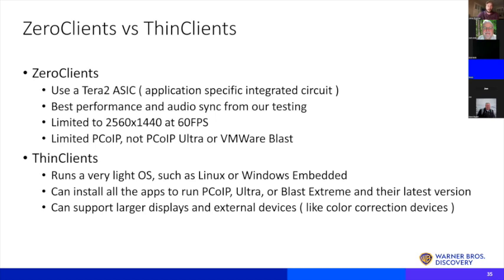Thin clients are a really small, light OS like Linux or Windows Embedded. They can install and have all the apps on them at one time since they're basically a small computer. They can do PC over IP, PC over IP Ultra, and the Blast Extreme protocols. They also support bigger monitors with these, so they can go up to 4K, but you're pulling more bandwidth the more pixels you send over the network.